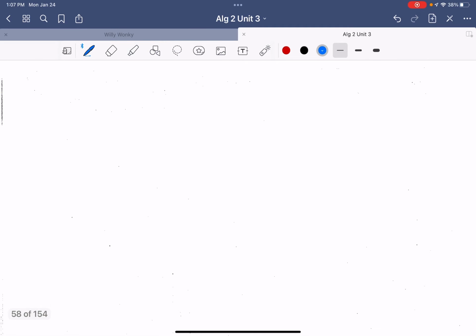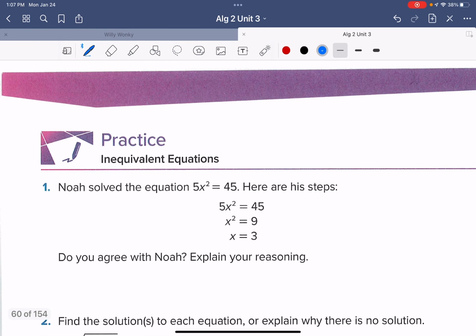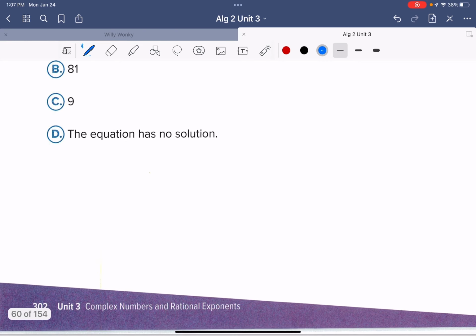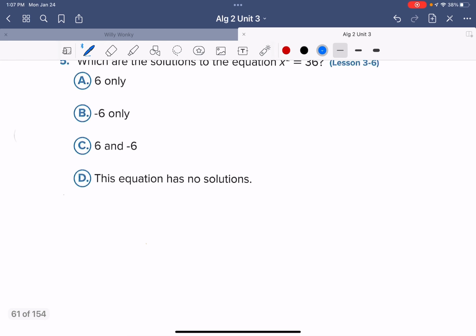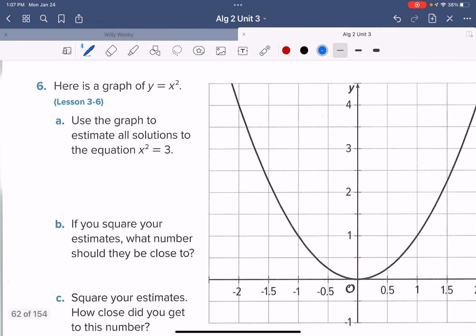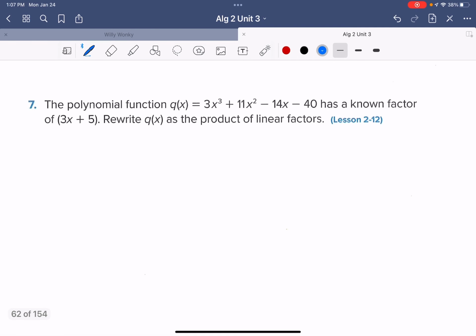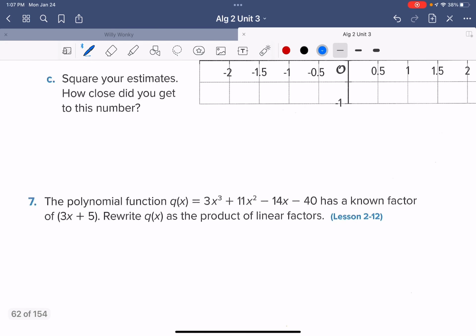Okay, purple page, purple page, purple page. Purple page is 302, 303, and 304. So the purple page is just really spread out. It's 7 questions, kind of like normal, but it's really spread out.